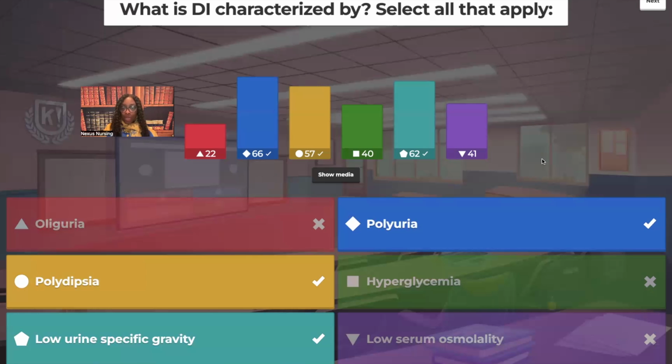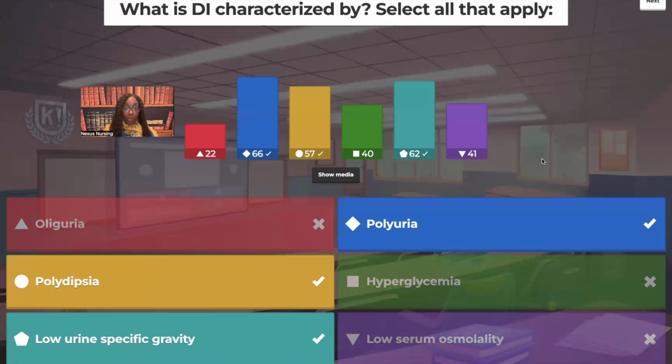Hyperglycemia. Look at you. 40 of you guys said yes. I threw that in there because I knew when you saw diabetes insipidus, automatically your brain was going to go to hyperglycemia. No, hyperglycemia is diabetes mellitus. That is blood sugar. In diabetes insipidus, that has nothing to do with blood sugar. It has to do with anti-diuretic hormone, not having enough of it. So no to hyperglycemia. That's false.